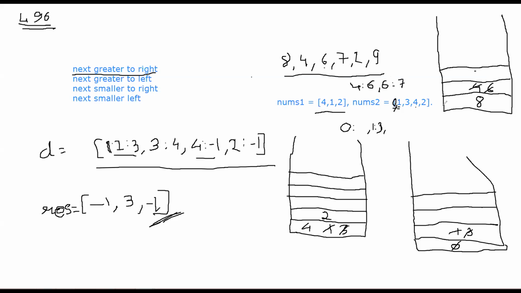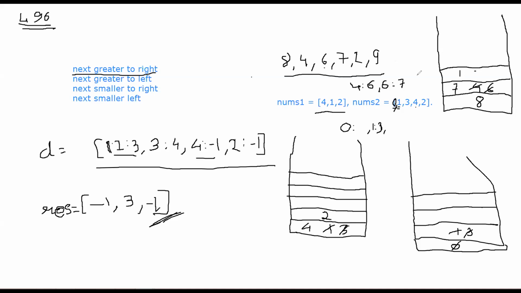And now the top is 8. I'll check 7 and 8. 8 is still greater than 7, so we won't pop that out. And similarly, 7 will also be pushed into the stack. Now I'll come to 1. I'll check whether 1 is greater than 7 or not. It's not, so I'll push it into the stack.